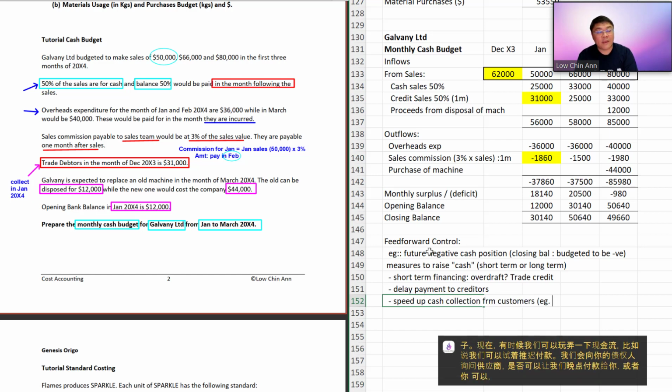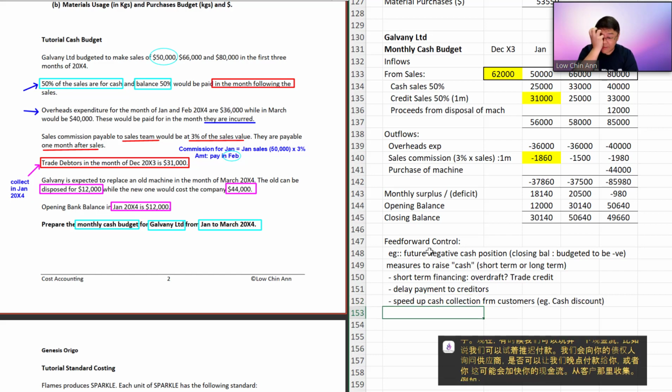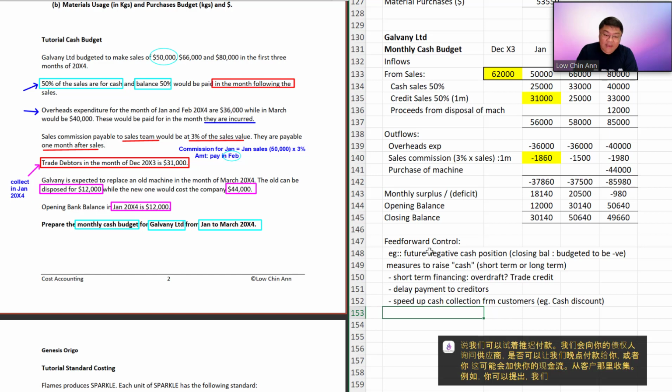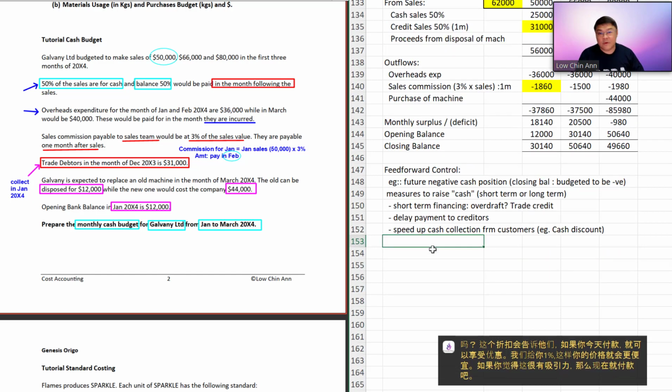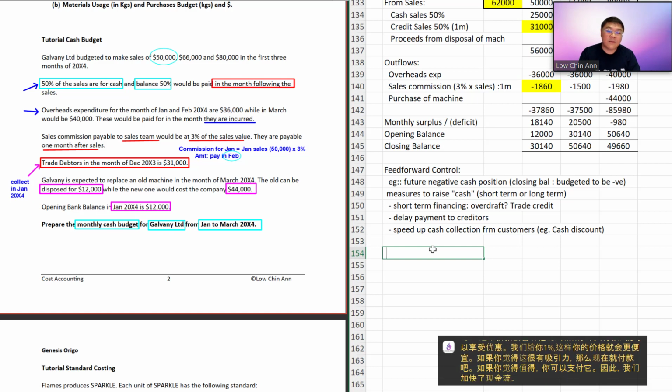Like example, you can offer, we call cash discount. Okay, a discount that will tell them if you pay up today, we give you 1%, so it become cheaper. So if you think that's attractive, then you pay now. If you think it's worth it, you can pay now. So we speed up our cash collection. So sometimes a company could use measure like that to speed up their cash flow collection.